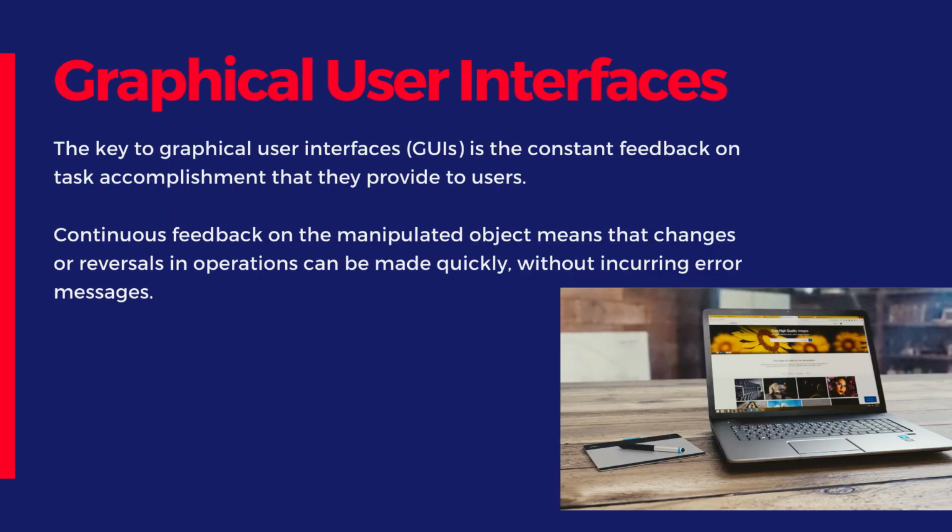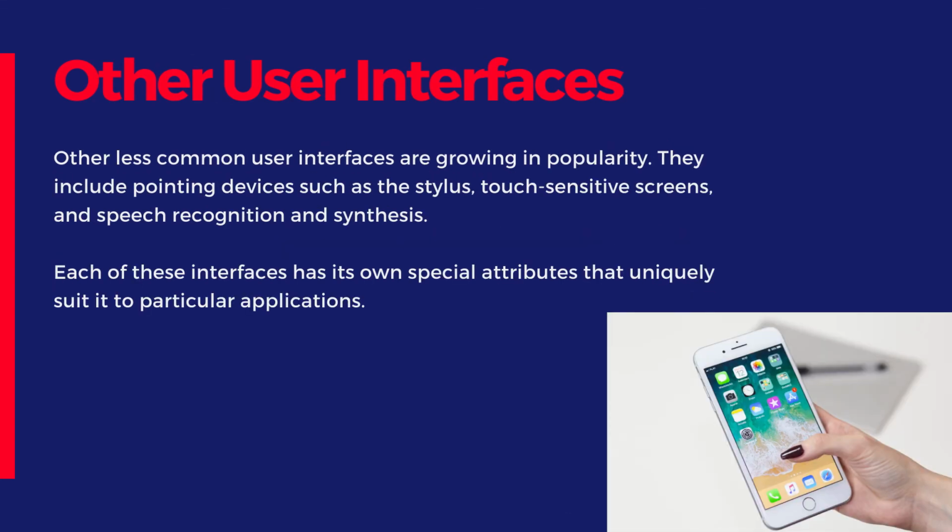Graphical user interfaces. They provide users constant feedback on task accomplishment. Continuous feedback on the manipulated object means that changes or reversals in operations can be made quickly without incurring error messages. Other user interfaces. Other less common user interfaces are growing in popularity. They include pointing devices such as the stylus, touch-sensitive screens, and speech recognition and synthesis.